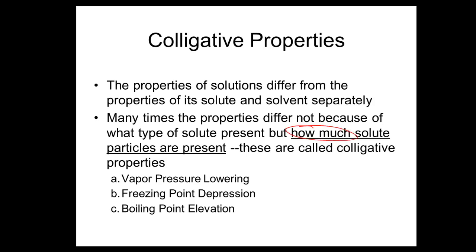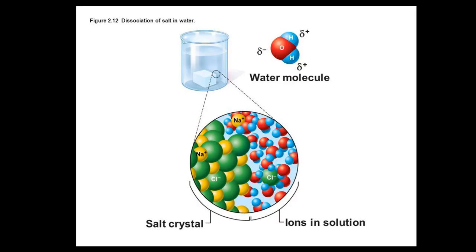There's three main colligative properties we're going to talk about. There's actually more, but these are the three we're going to focus on: vapor pressure lowering, freezing point depression, and boiling point elevation. Those are the three main colligative properties. But first, let's talk a little bit about a couple other things we need to keep in mind.